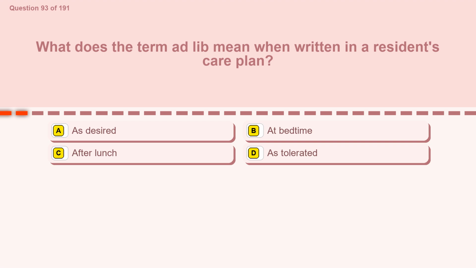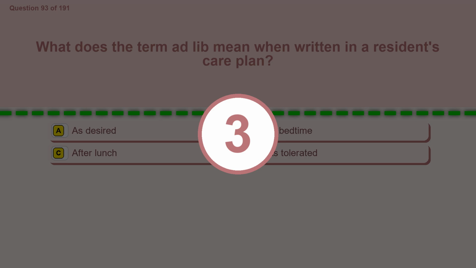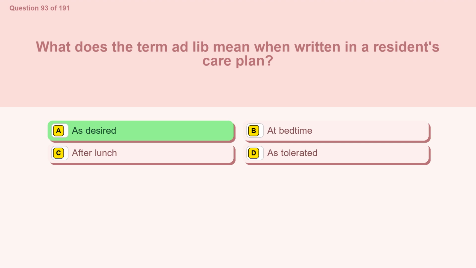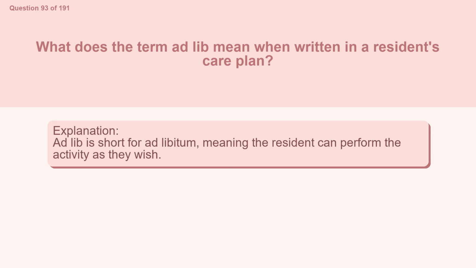Question 93. What does the term ad lib mean when written in a resident care plan? Option A, as desired. Option B, at bedtime. Option C, after lunch. Option D, as tolerated. The correct answer is option A, as desired. Ad lib is short for ad libitum, meaning the resident can perform the activity as they wish.